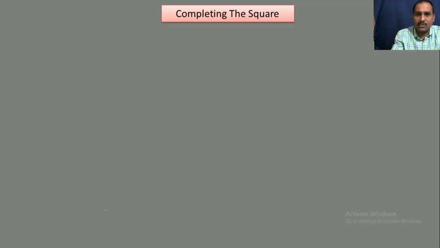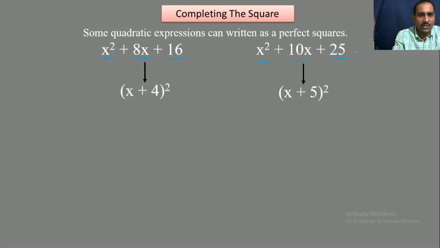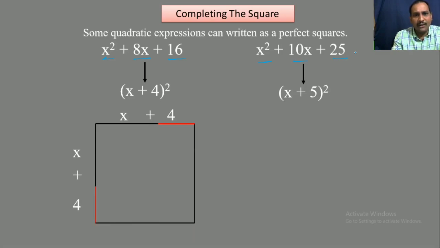Completing the square. Suppose you take some quadratic expressions which are perfect squares, like x square plus 8x plus 16. It can be written as (x plus 4) whole square, and x square plus 10x plus 25 can be written as (x plus 5) whole square. So when you represent (x plus 4) whole square geometrically, what happens? This is x plus 4, x plus 4. So this is the area of a square whose side is x plus 4.